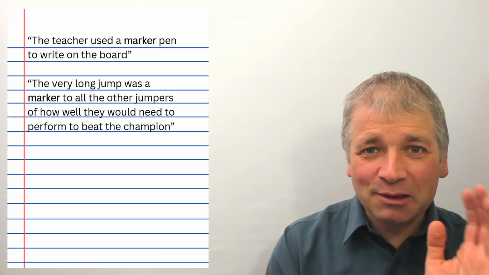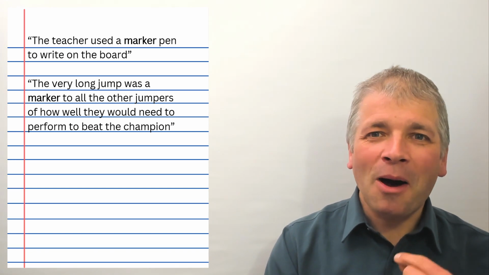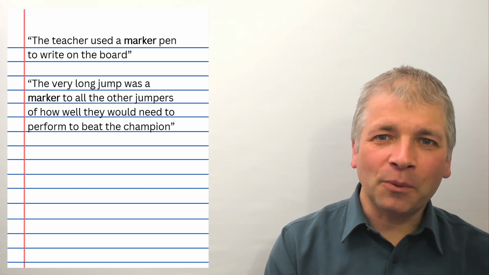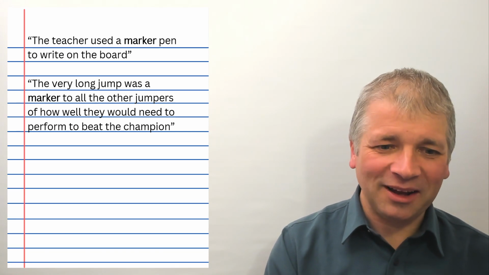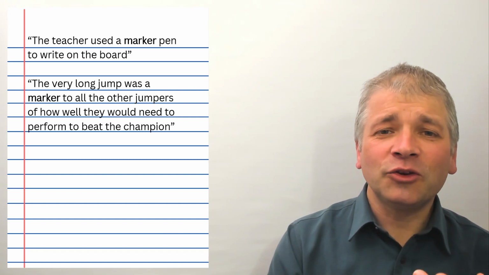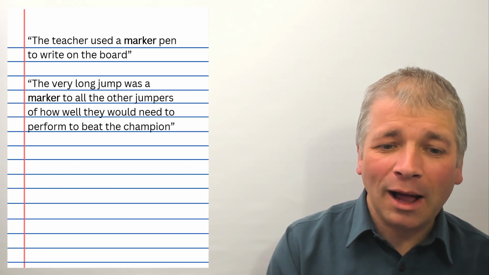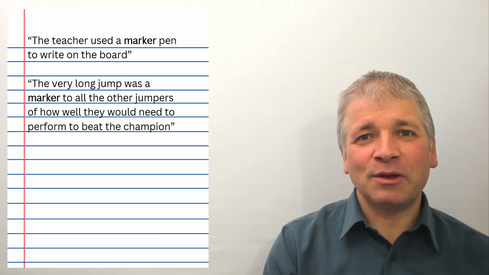So the example in the usual case: the teacher, like me, used a marker pen to write on the board. But here's the second use of marker. The very long jump was a marker to all the other jumpers of how well they would need to perform to beat the champion. Let's imagine the situation.